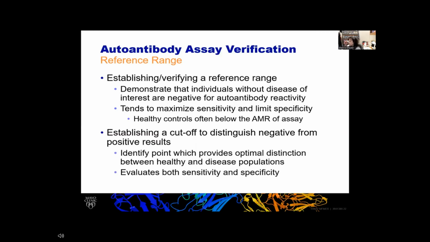This usually requires that we have not only a healthy control population, but also a population of individuals with the disease of interest. This allows us to identify a cutoff, or a point where we can have optimal distinction between the healthy and the diseased population. In other words, we're establishing a cutoff based on both healthy and diseased populations rather than the healthy population alone. I think this allows us to evaluate both sensitivity and specificity of the testing, but it has a lot of challenges, because we may not always have access to a population of individuals who have the disease of interest.